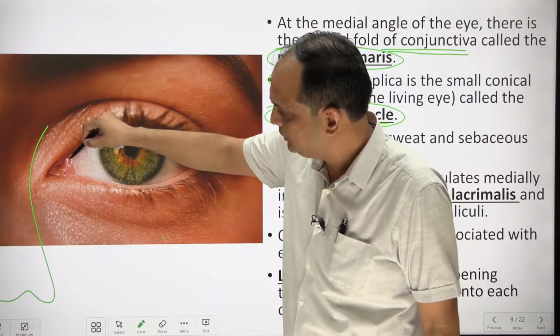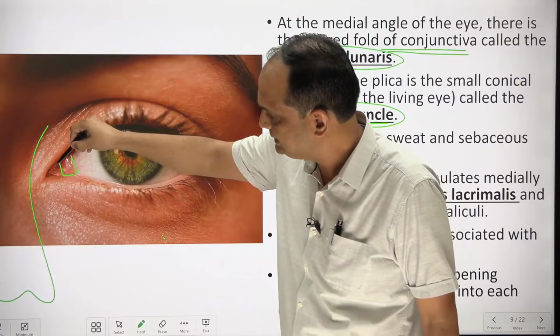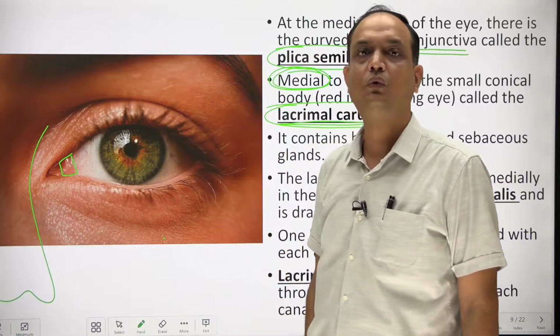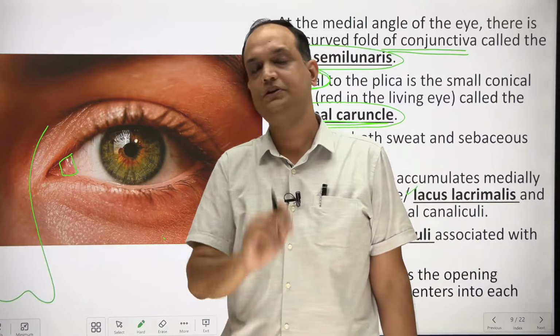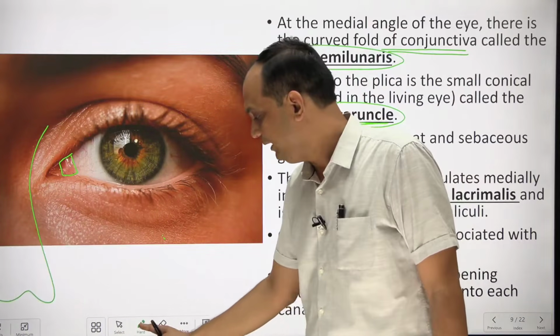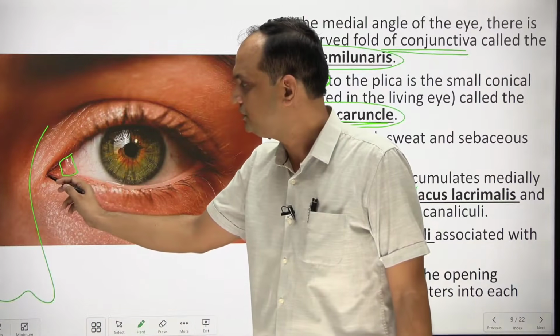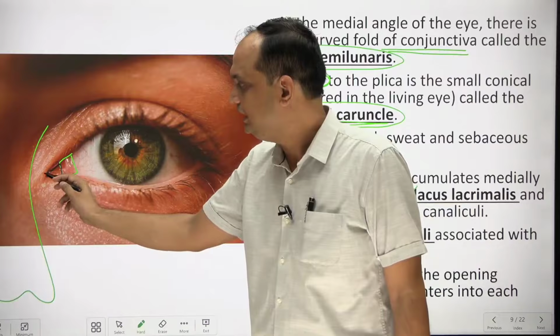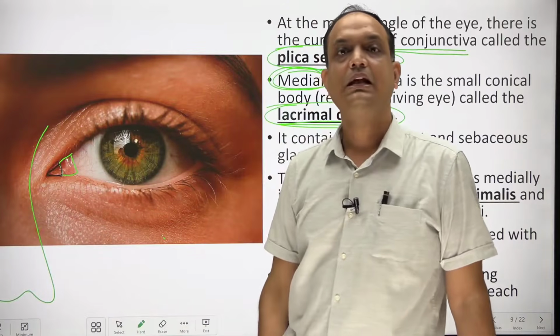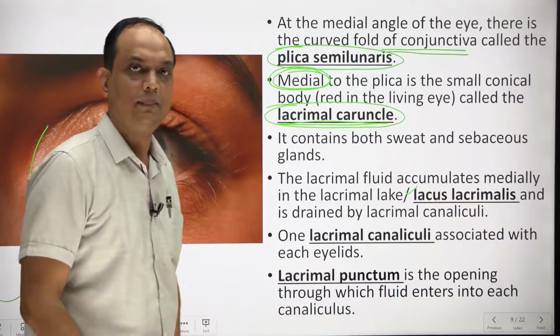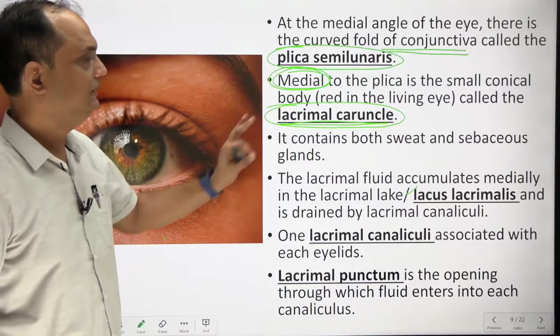Now here this portion is your plica semilunaris. This is a small fold of the conjunctiva which you can appreciate in your eye also, and medial to this you are able to see this small projection which is conical in shape and this is known as lacrimal caruncle. Clear? So यहाँ पे ये दोनों चीजें हैं, ठीक है.